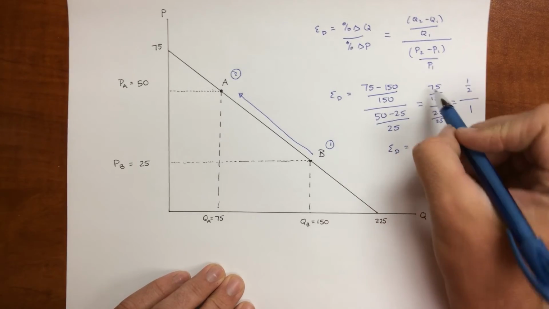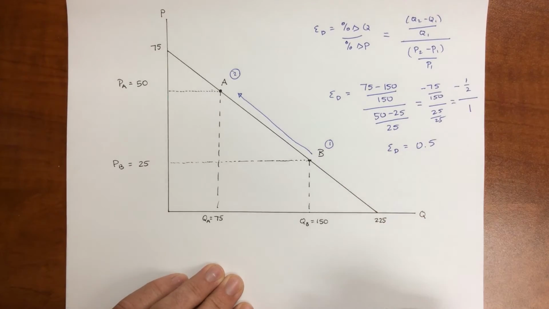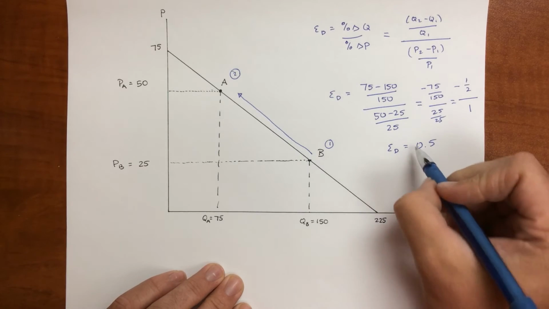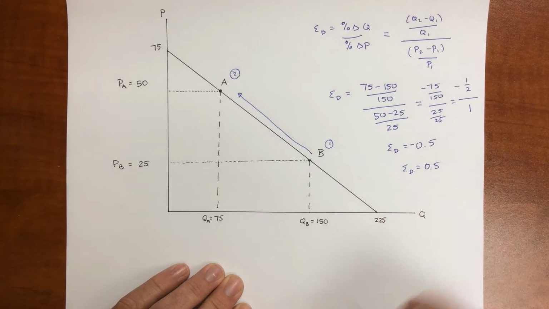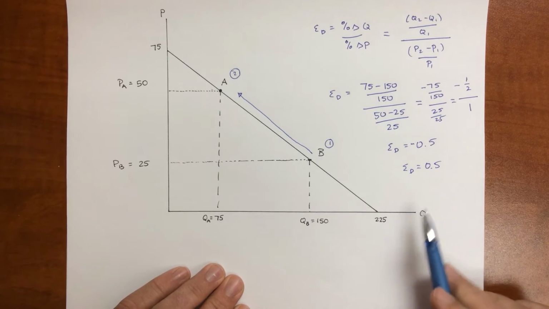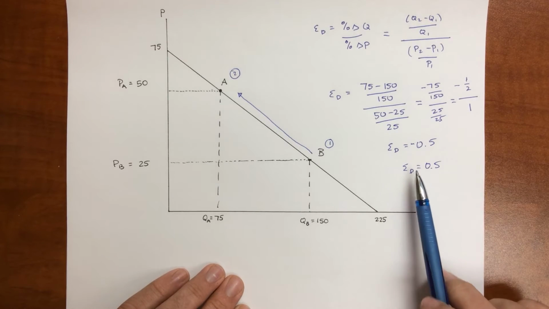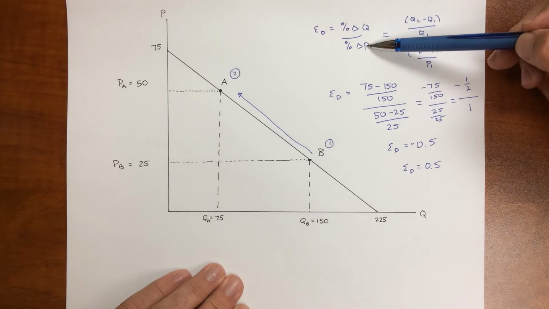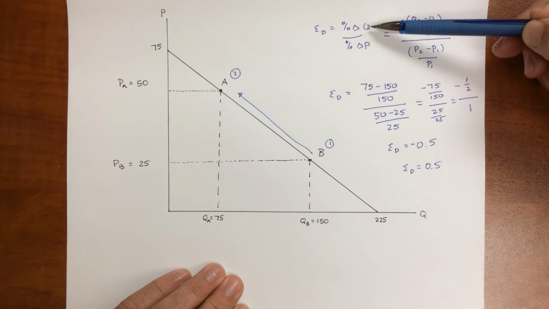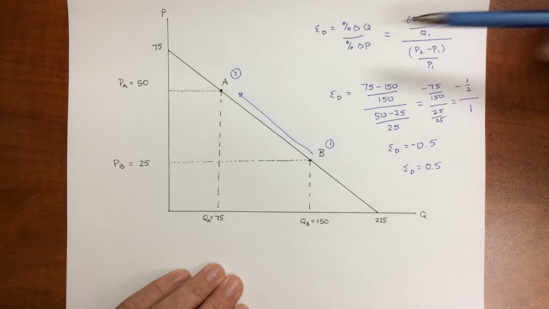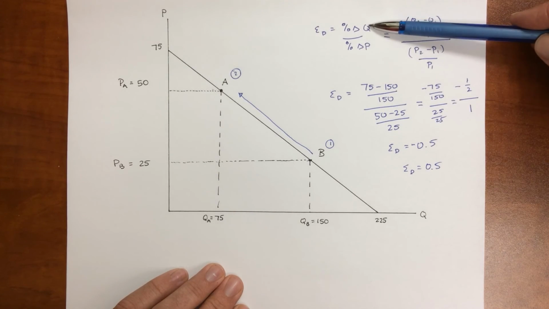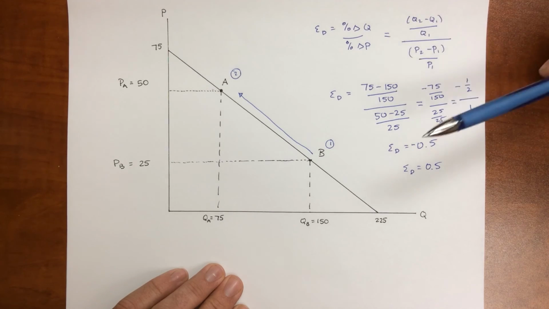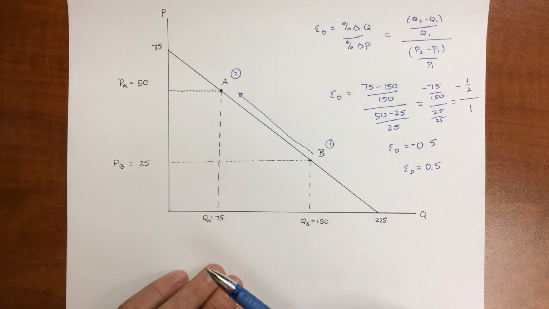Now notice this should have a negative and that should have a negative. But in this book we're dropping all of that, so the elasticity of demand we'll say is just 0.5. And the interpretation of that is that a percentage change in price will lead to a 0.5% change in quantity. So if price goes up by 10%, quantity will go down by only 5%. And that's our interpretation of the elasticity of demand.